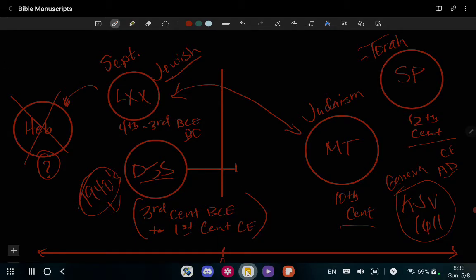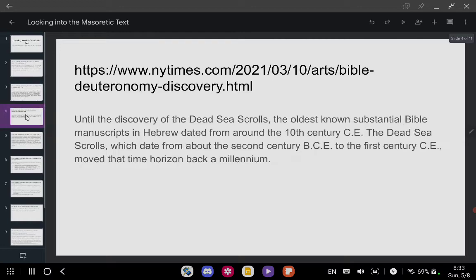But here I've got a quote for us. Until the discovery of the Dead Sea Scrolls, the oldest known substantial Bible manuscripts in Hebrew dated from around the 10th century CE. So I've showed you that. And the Dead Sea Scrolls, which date from about the 2nd century BCE to the 1st century CE, move that time horizon back a millennium. So I may have been a little wrong, but it's 2,000 years, from the 2nd century BCE to the 1st century CE.